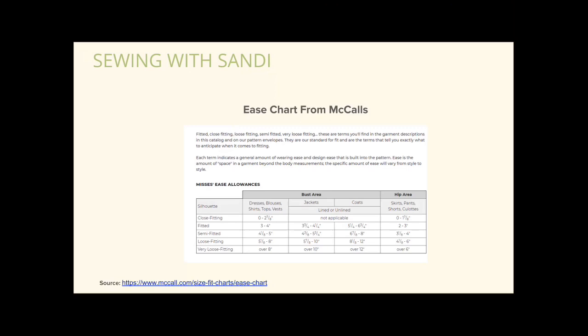And if you go down to the bottom of that column, at the very other end of the spectrum, you have a very loose fitting coat, which has over 12 inches of ease. That's crazy. Who wants 12 inches of ease on their coat? Probably no one, right? It's going to look like a bag on you.